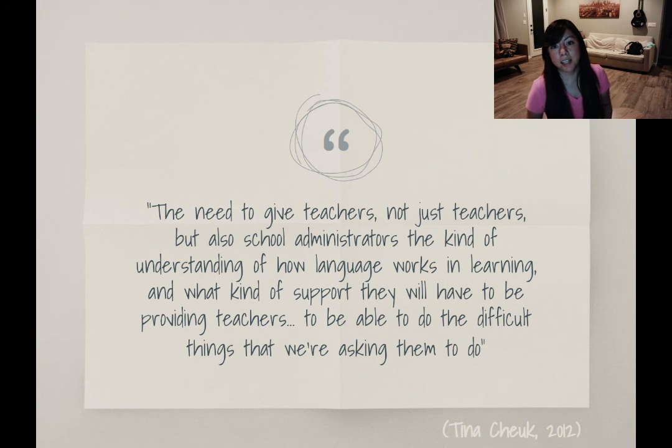And one of the reasons I liked Fillmore is that she was an emergent bilingual student when she was young and she struggled. So when she speaks for emergent bilinguals, I think it's because she lived it herself.